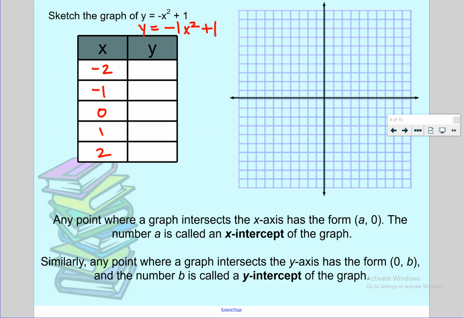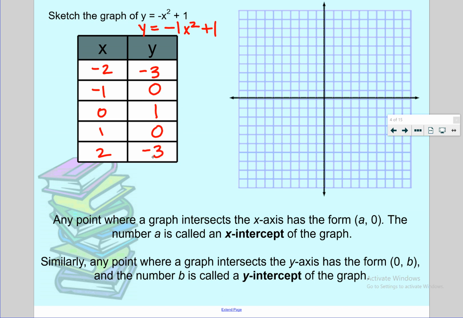So let's do -2. We can do this in our head. We do not need a calculator. -2 squared is 4. Make it negative. -4 plus 1. -3. Plug -1 in. -1 squared. 1. Make it negative. Plus 1. 0 squared is 0 times -1 is 0 plus 1 is 1. Plug in 1. 1 squared 1. Make it negative. -1 plus 1. 0. And 2. 2 squared is 4. Make it negative. -4 plus 1. -3.